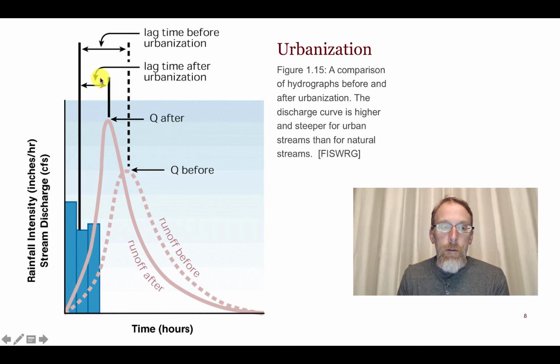Here they're showing the effects of urbanization. An earlier stage of urbanization was represented by the dashed line. So the peak discharge before, we have a longer lag time and a smaller peak discharge. As urbanization progresses and more impervious surface is introduced into the watershed, we get a shorter lag time and a higher peak discharge. So flashier hydrograph.